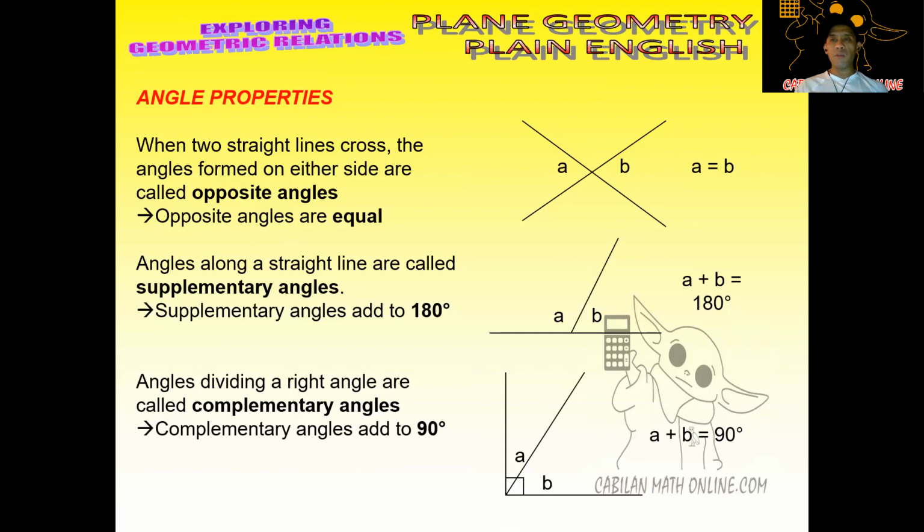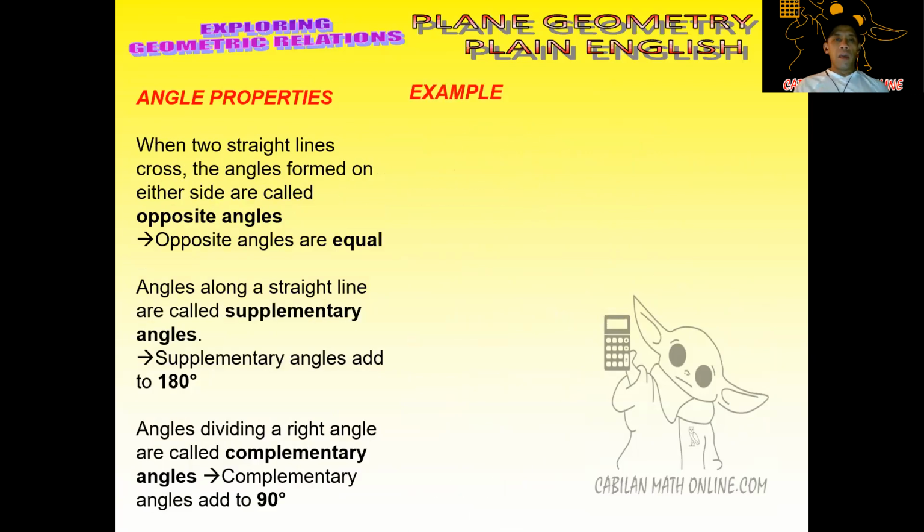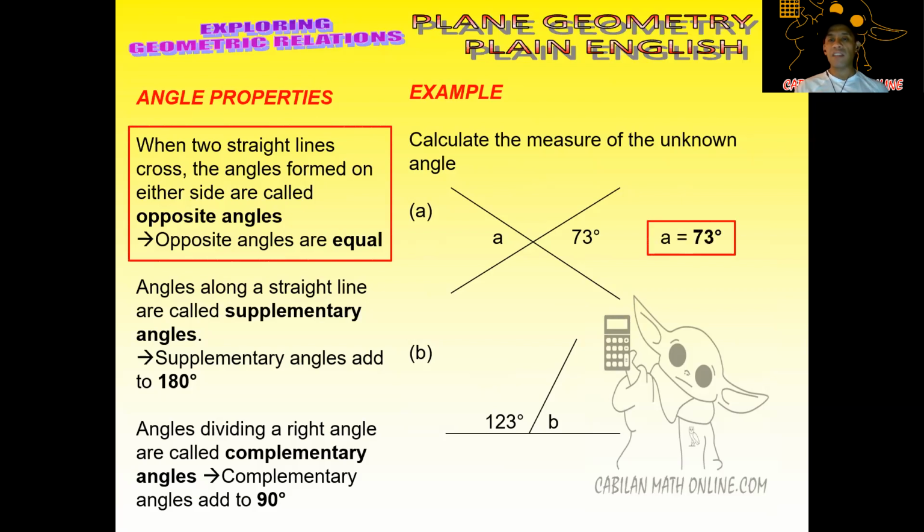All right, so let's look at numerical examples to tie in the properties and the numbers associated with them. For the first one, let's take a look at what we have. If you look at example A, you notice that we have two lines that meet, and we have A and 73. If you take a look at the angle properties, this is an example of opposite angles. And remember that opposite angles are two angles on opposite sides of each other, and they're going to be the exact same measure.